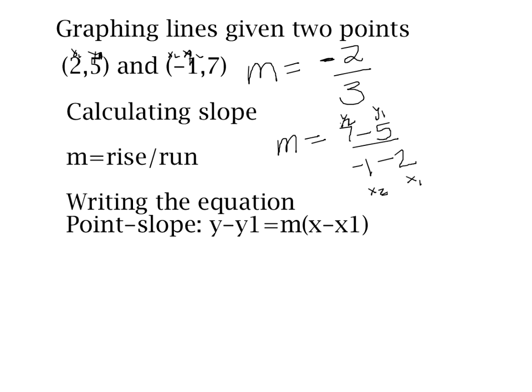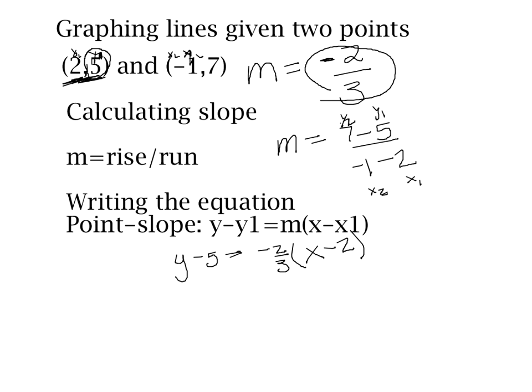Okay. Now, we want to write the equation of the line. So we pick one point, and let's take this one, and we plug it into the point slope formula. So y stays the same. It's our dependent variable. Here's our y1, so we replace y1 with 5. Our slope, we calculated right there, -2/3. X is the independent variable. It doesn't change. And then we grab the 2. And that's our point slope form.